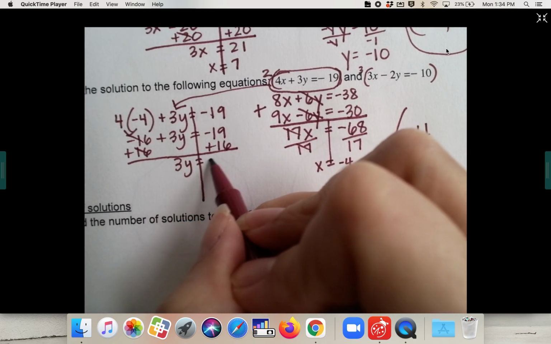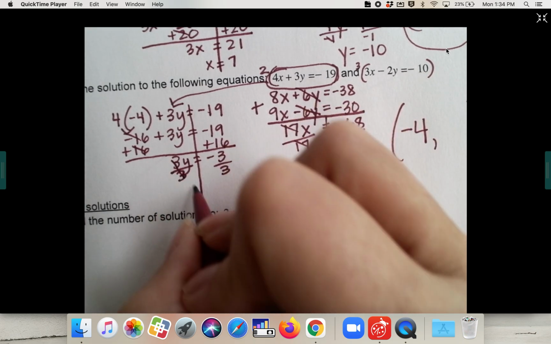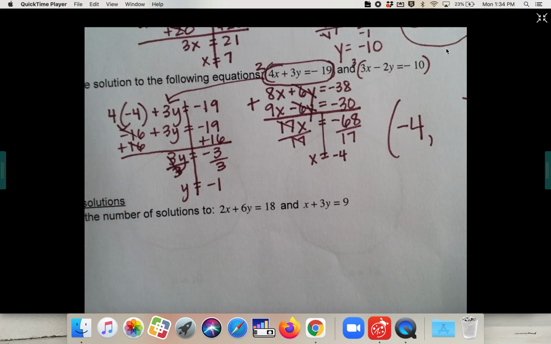3y would be equal to negative 3. Divide both sides by 3. Y would be equal to negative 1.